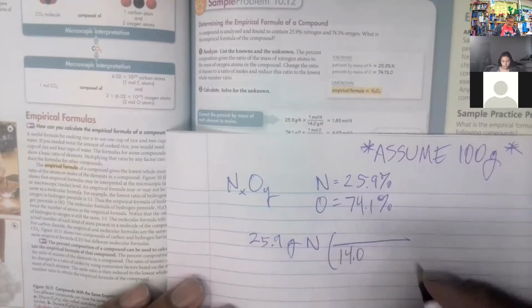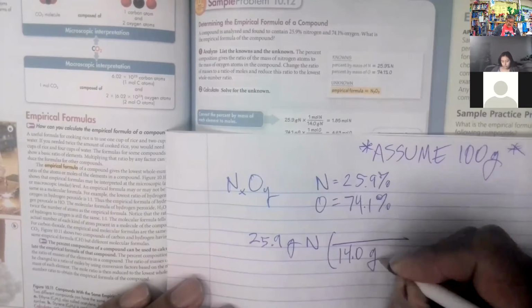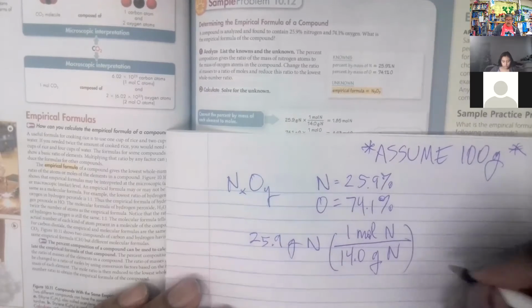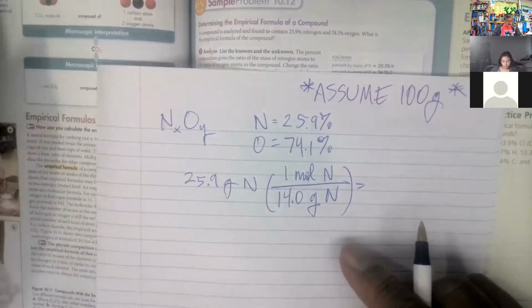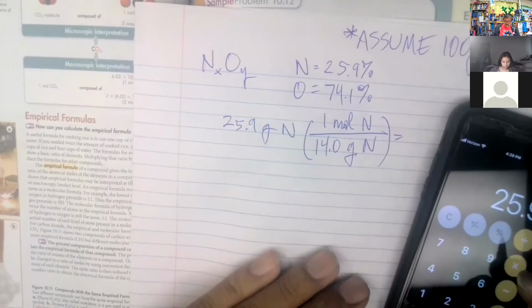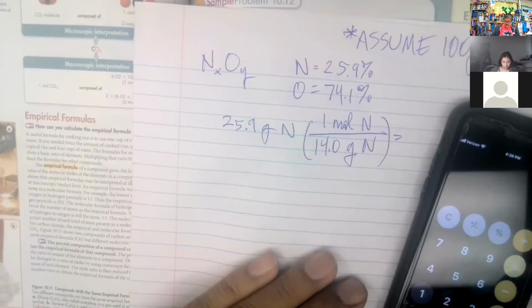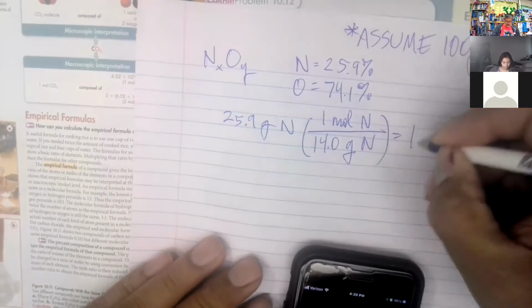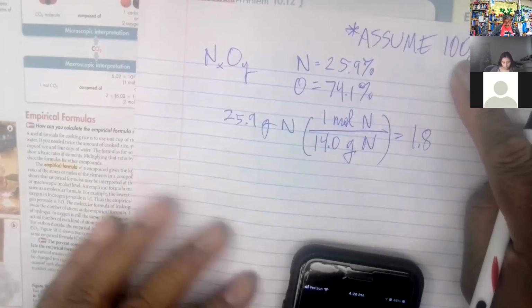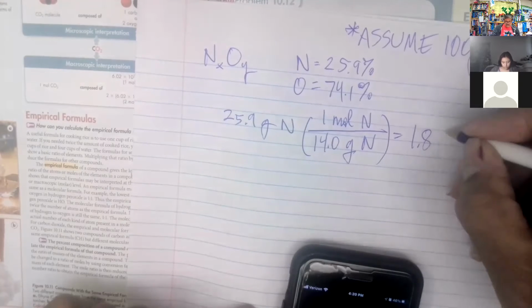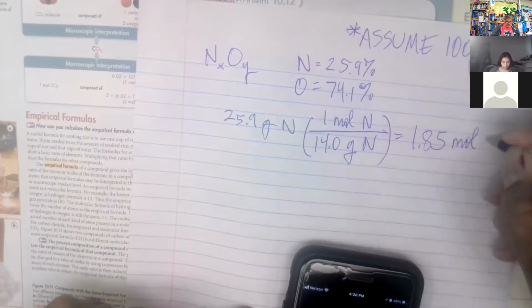From the periodic table, the equivalence factor is 14.0 grams in 1 mole of nitrogen. So if I figure that out, then what do I get? I get 25.9 times 1 divided by 14 equals, okay. If I had 100 grams of this compound, then I would have 1.85 moles of nitrogen.